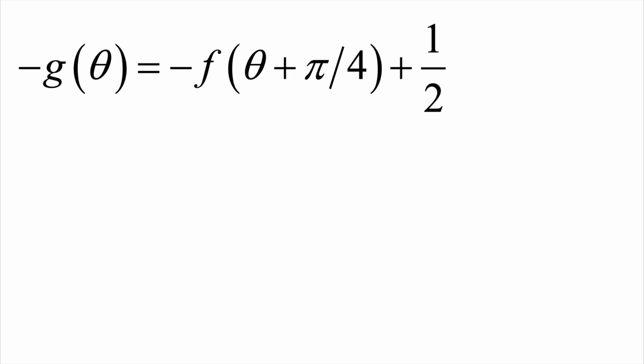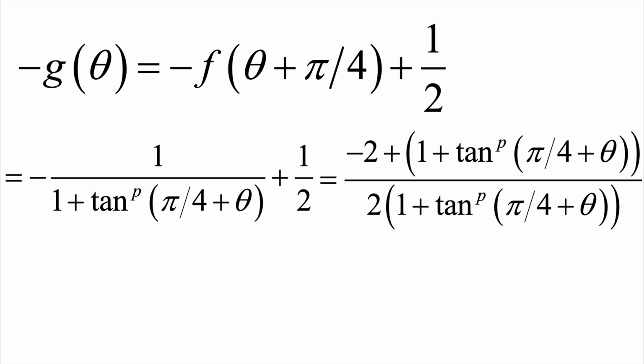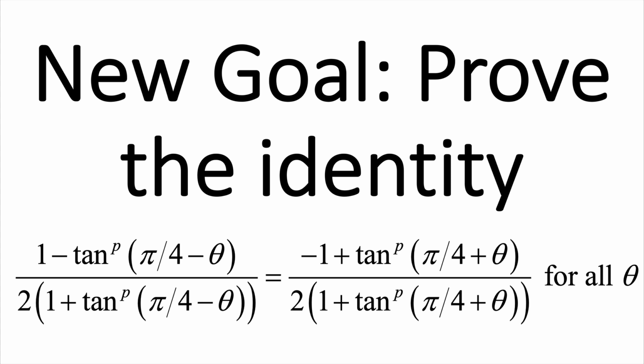Now let's try to simplify negative g of theta. Using the definition, negative g of theta is negative f of theta plus pi over 4, then minus 1/2 becomes plus 1/2. Using the definition of f, we get this. Once again, getting a common denominator results in this, which simplifies to this expression. On the surface, it looks different than before. But with trigonometry, appearances can be very deceiving. Our new goal is to prove the identity that you see here.